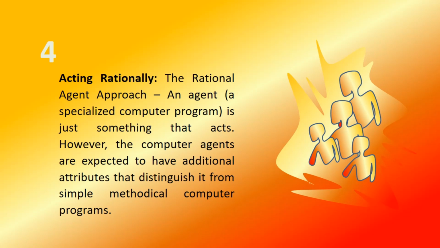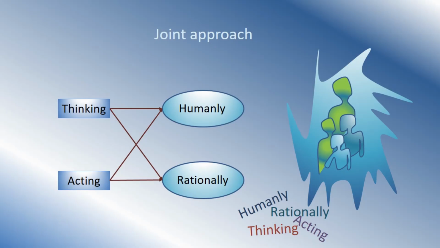A rational agent is expected to act to achieve the best outcome even if there is uncertainty. Thus, the boundary of artificial intelligence is thinking and acting joined with the human and rational approach. The function is to provide zero-error inferences, and the purpose is to create technology that allows computers and machines to function in an intelligent environment.